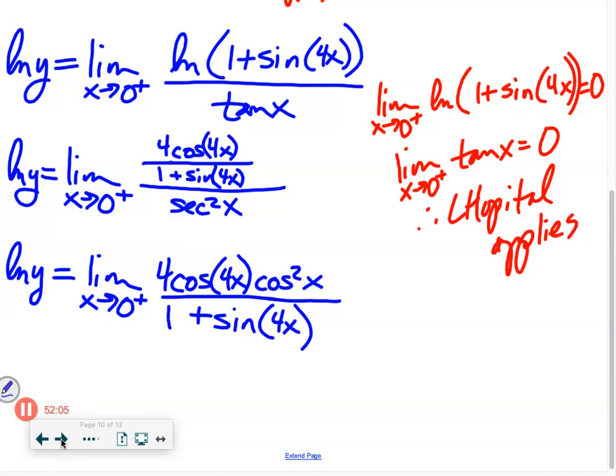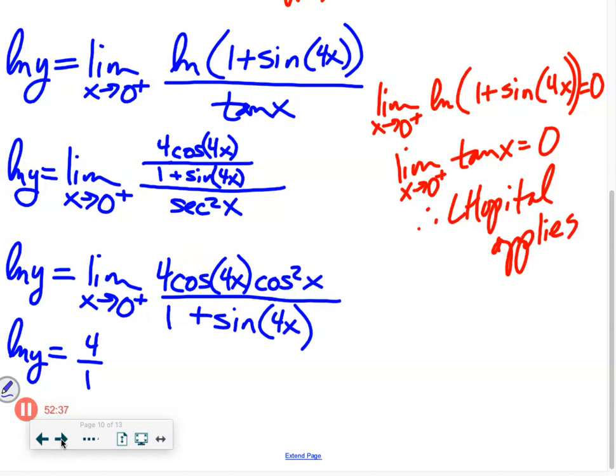All right, so now we've got that. So let's actually see if we can evaluate the limit. If I plug in 0, what's the cosine of 0? 1, right? So what's the top of this whole thing? 4. All right, so we know it's not going to be another L'Hopital. Okay, let's plug into the bottom. What's the sine of 0? 0. So what does the whole bottom equal? 1. So what we get is ln y equals 4 over 1.